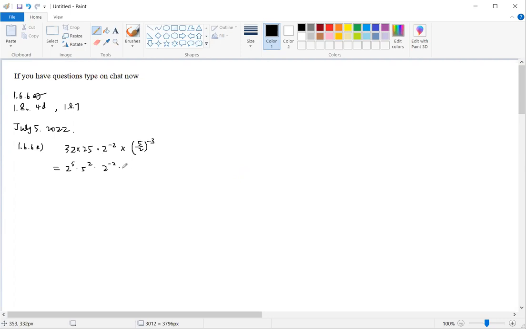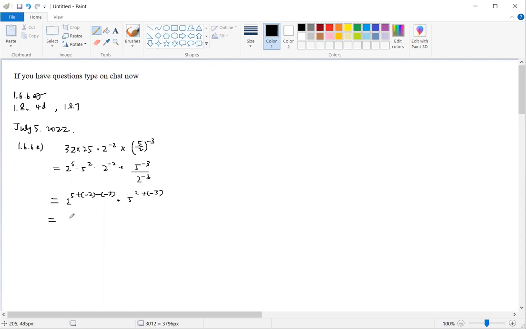Okay, so yeah, continue. 5 to the -3 and then 2 to the -3. So as I mentioned before, collect all the 2s. We start with 2 to the 5. If we multiply, we add the exponent. So multiply here, add this -2. If it's divide, we minus the exponent. So dividing here is minus this exponent. Collect all the 5s, that is 5 square. Multiply, then we add this exponent.